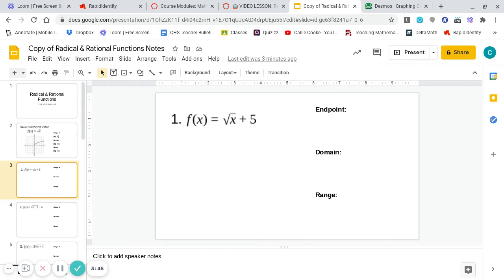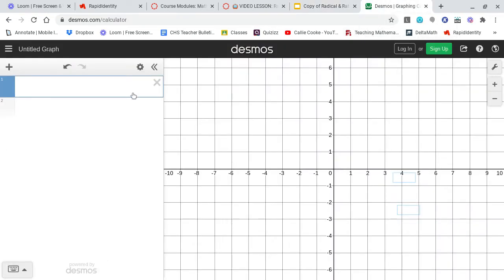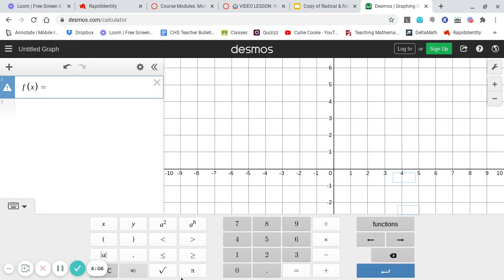So does everybody remember how to take a picture of the image on Desmos? I'm going to show you 2 different ways just to help, okay? So on number 1, we have f of x equals the square root of x plus 5. You can type f of x in there. You don't necessarily have to. Your square root is down here on the keypad, the square root of x.